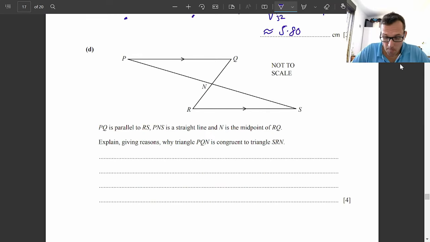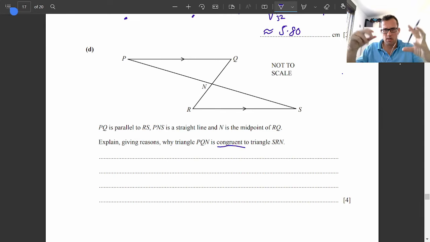Question 11D, we are now talking about congruence. Congruence means triangles, shapes that are exactly the same, whereas similarity means the same shape, one is just bigger than the other one. Congruence means they're exactly the same. Okay, let's see what they give us.